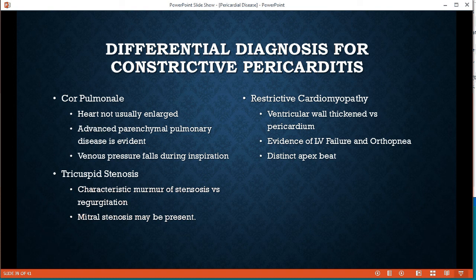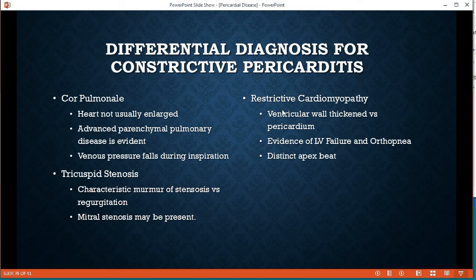Lastly, restrictive cardiomyopathy. You may see fairly similar signs, but when you look at restrictive cardiomyopathy, you're going to have ventricular wall thickening, not pericardial thickening. So echocardiogram and potentially CT scan may help you delineate whether this is a restrictive cardiomyopathy versus a constrictive pericarditis.